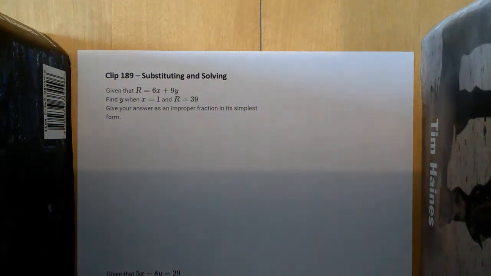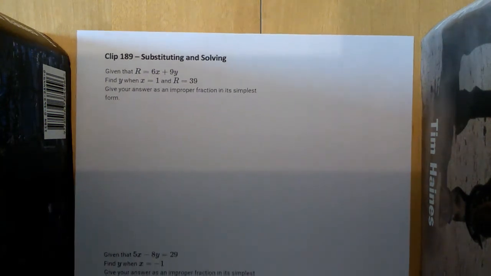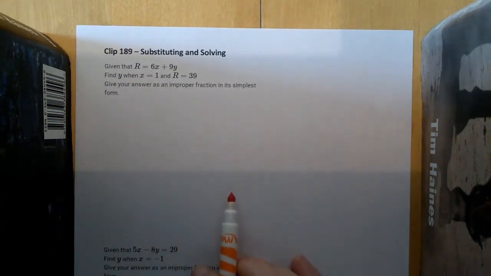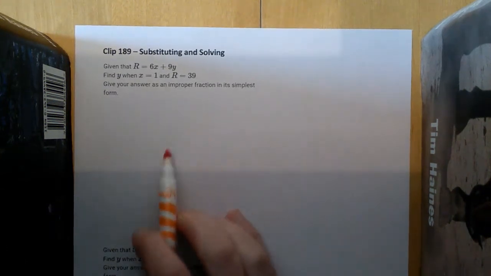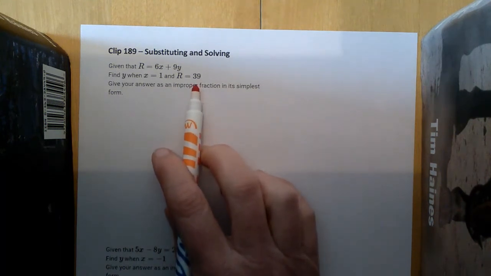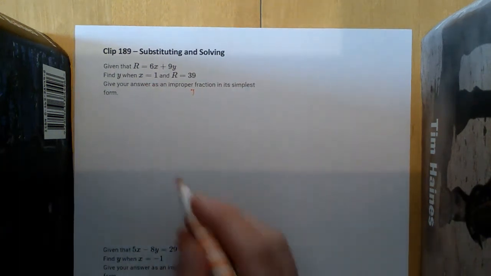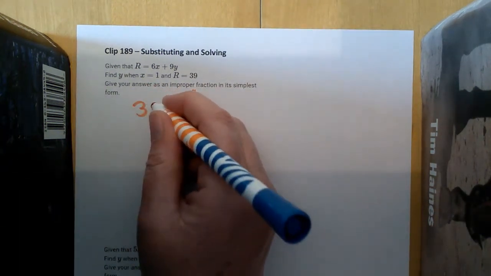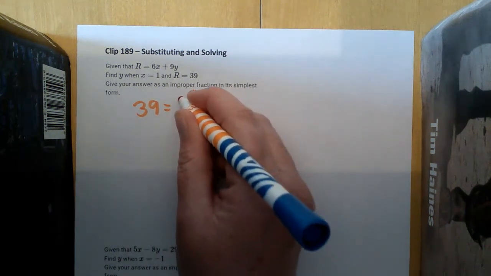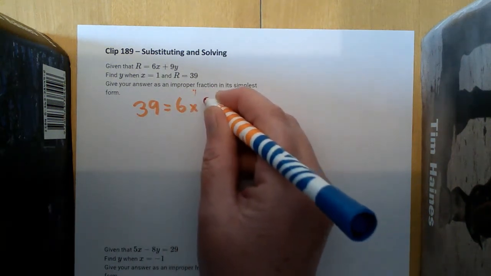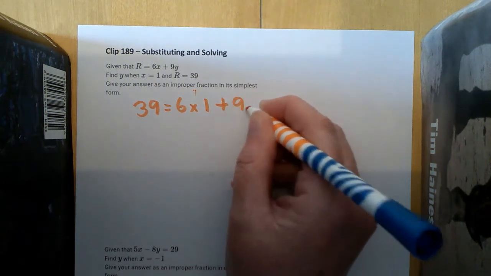Okay, I'm going to look at two questions from clip 189, which is all about substituting into an equation and solving it. The first thing we need to do is find y when x equals 1 and r is 39. So I'm going to substitute 39 in place of r and 1 in place of x. So 39 is equal to 6 times 1 plus 9y.